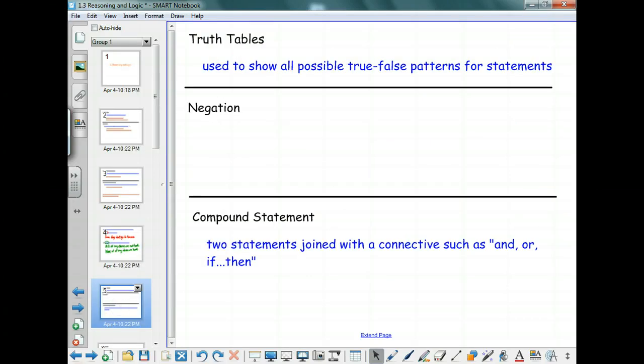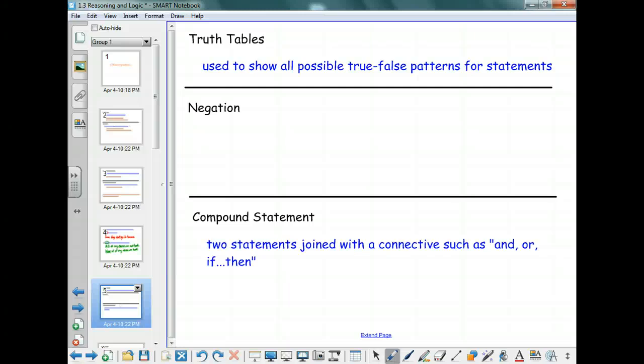So, do you remember these guys from contemporary math? Those of you who've taken truth tables? Okay, so we're not going to get quite as involved in truth tables in this chapter as we did in contemporary math. Some of you are thinking, fabulous. Others of you are going, what's a truth table? All right, so truth tables are used to show all possible true or false patterns for statements. So I want to show you a truth table for a few examples.